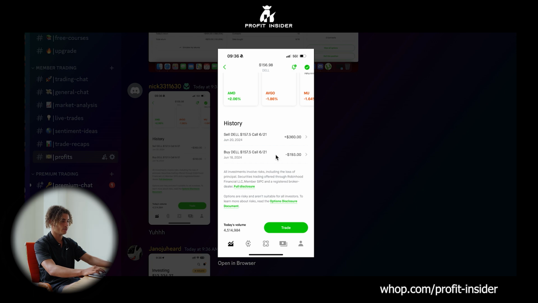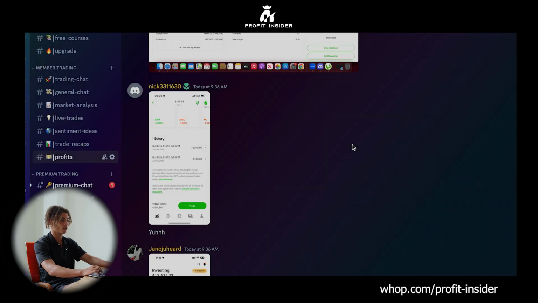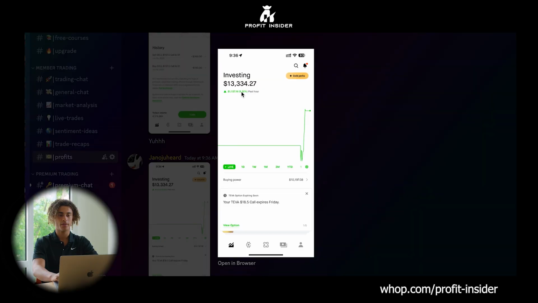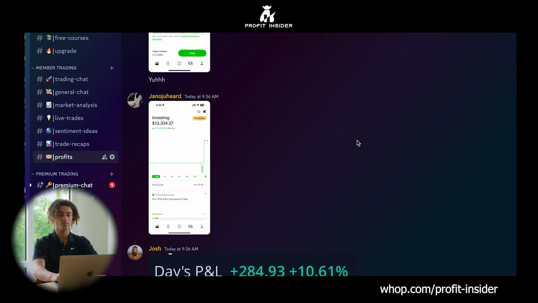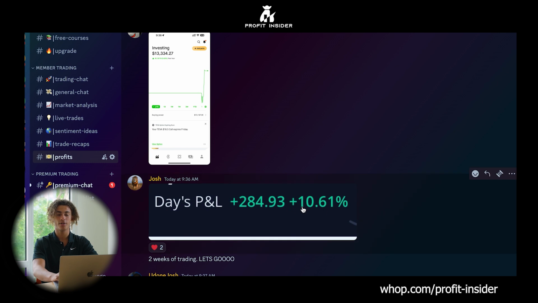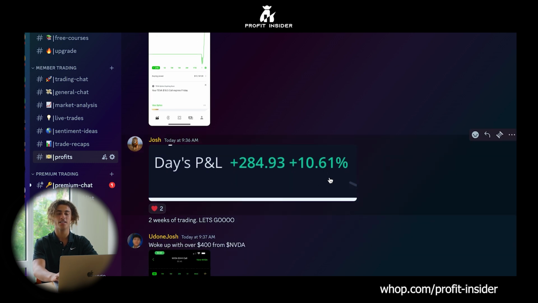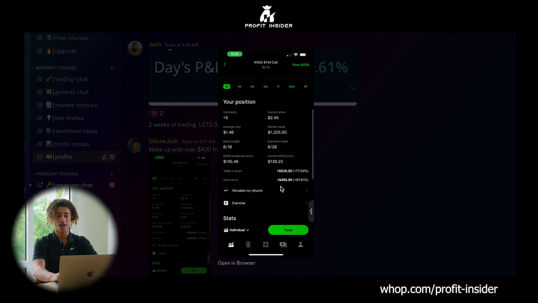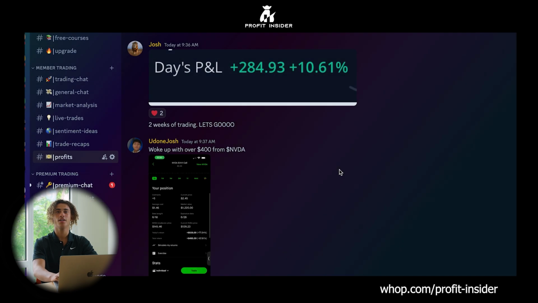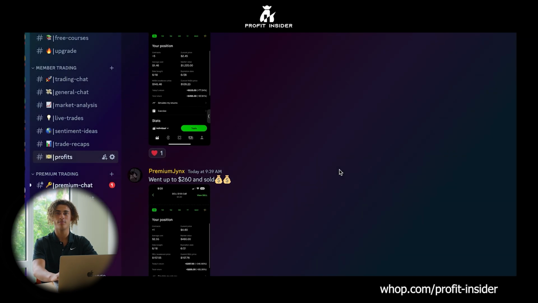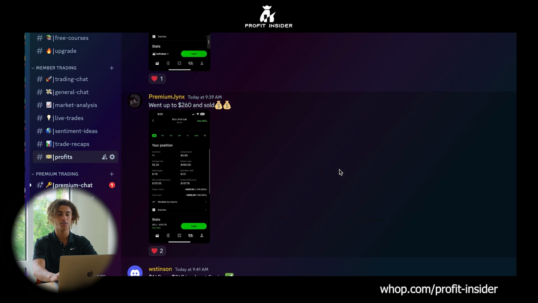Nick made around $200, right? So around $160 on that trade. My man Janjo made $1,100 on that exact same DELL trade. This is all today. Josh made $284 from that DELL trade, bringing his account up 10%. Another Josh made $495 trading NVIDIA, so he was profiting from that same fundamental event we just talked about.